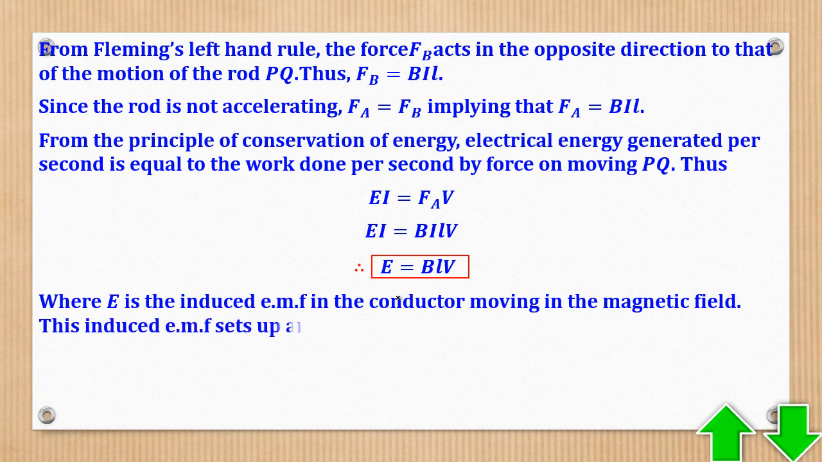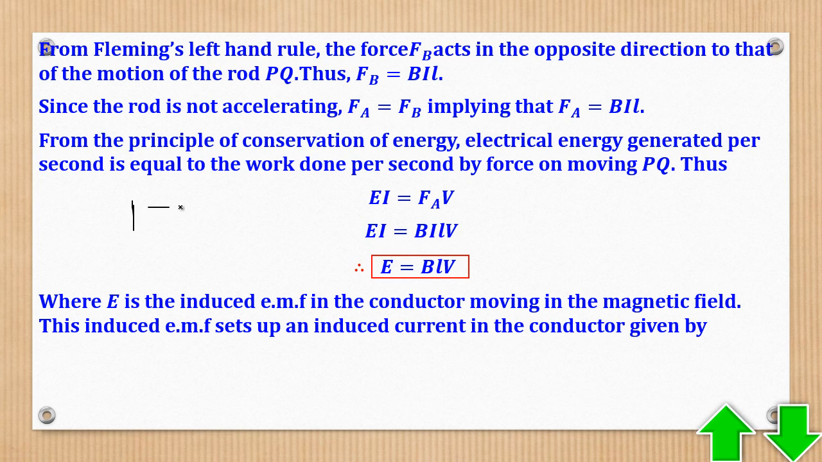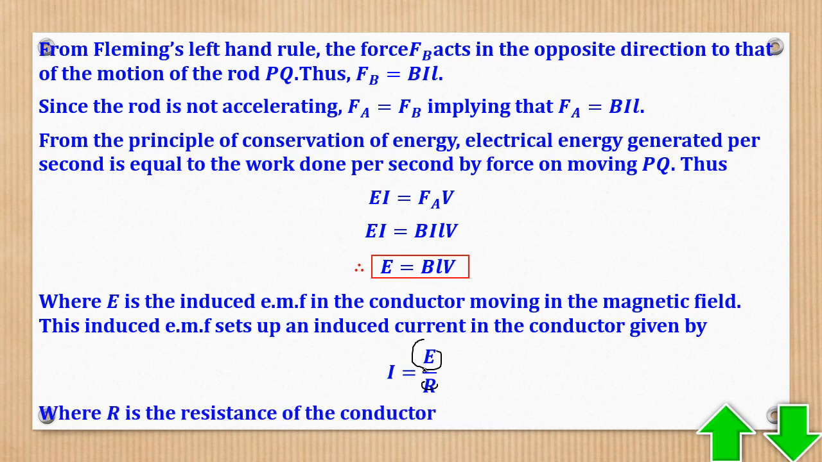So E is the induced EMF. Previously we have seen that induced EMF is the change in flux linking over time. That formula we have used. Now we want to use this formula, E = BLV. So I is equal to E over R. You should remember that. If they give you resistance and induced EMF, you can get I. But we know that E is BLV, so substitute, and you come up with that.